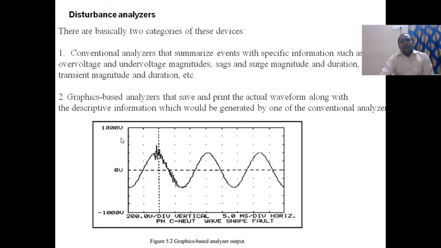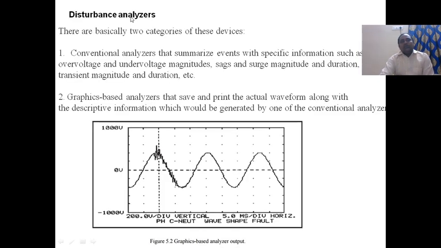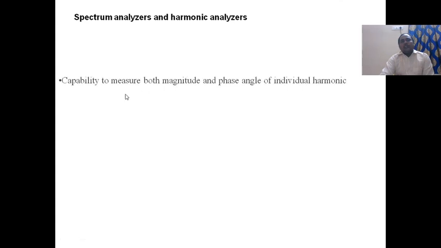The disturbance analyzer gives exactly where the disturbance occurred. Please see the waveform, which is positive 1000 volts, negative 1000 volts. Please observe the waveform. At this particular time, continuous disturbance occurred. This disturbance is measured by using a disturbance analyzer. Spectrum analyzer and harmonic analyzers. A spectrum analyzer shows between which frequencies the disturbances occur and how many waves there are. The harmonic components can be analyzed by using a spectrum analyzer and harmonic analyzer.